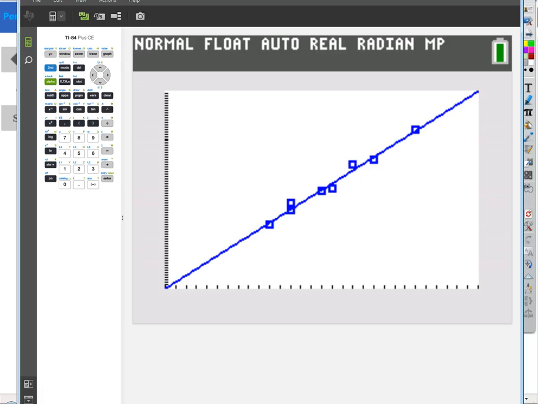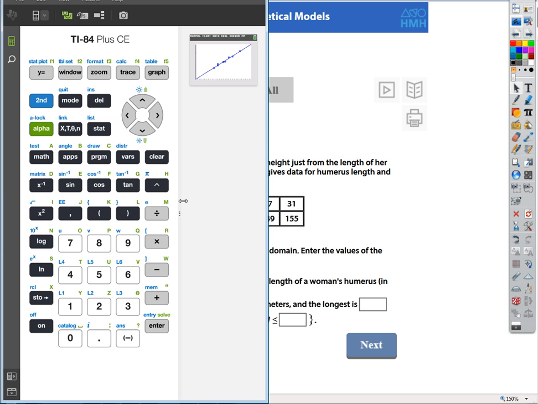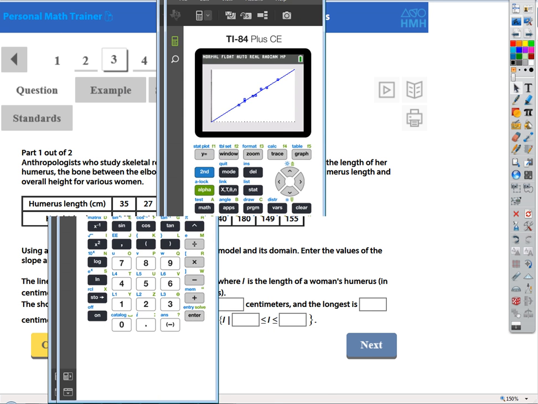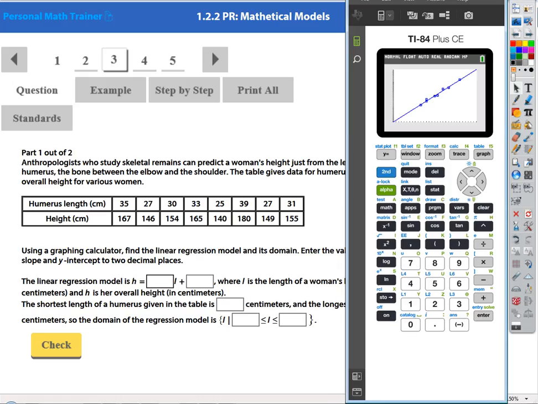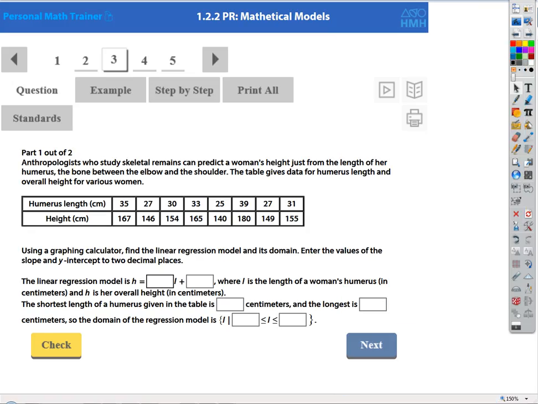Here's my calculator. Okay, so what do I do? What do I do with this? If I want to use that data and I want to create a regression model, I guess before I even mess with the calculator, I've got to know what's my independent or my input variable and what's my output variable.